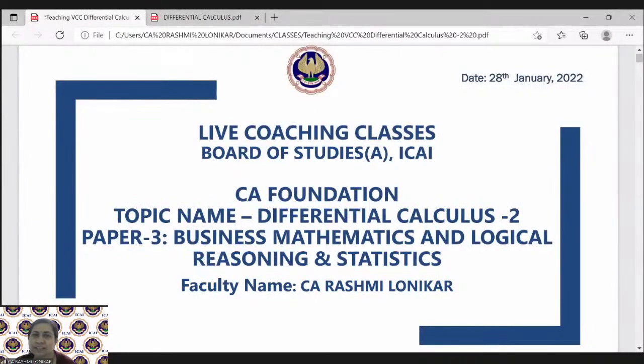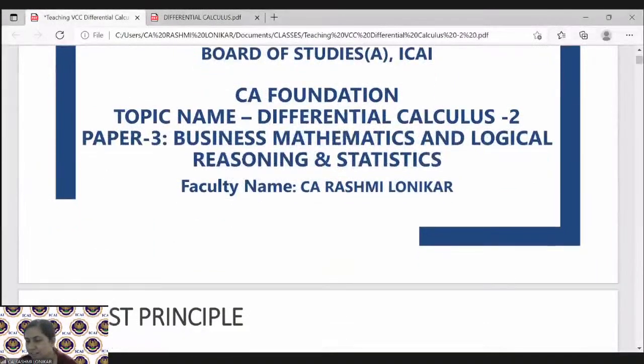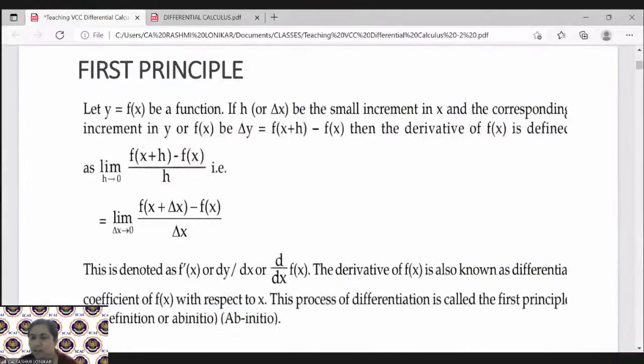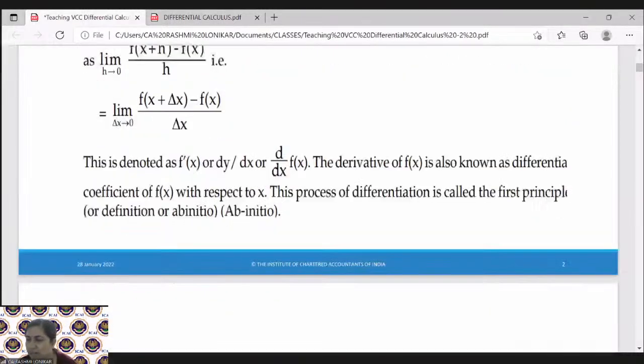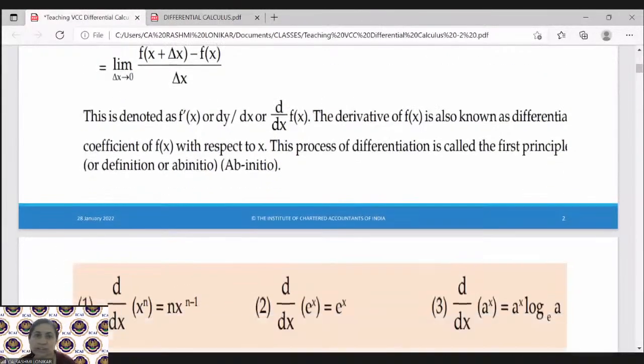We are discussing differential equations and differentiation. So we are going to go forward, and before we do that, let us revise a little bit. We talked about the first principle, and this is the formula: limit of delta x tending to 0, f of x plus delta x minus f of x upon delta x. This is also known as the first principle.